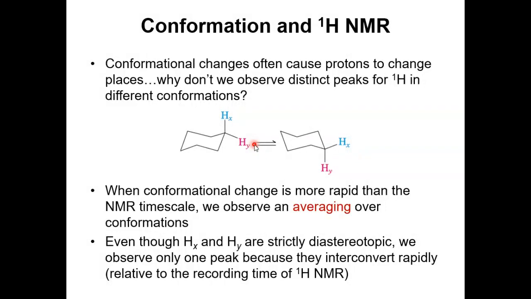Because NMR is a relatively slow technique, the ring flipping process at room temperature is much faster than the time it takes to collect one NMR. During the time you collect the NMR, the ring has already flipped countless times. So that's why the NMR typically cannot capture the difference between those two protons. Instead, what we see is the average of those two protons.